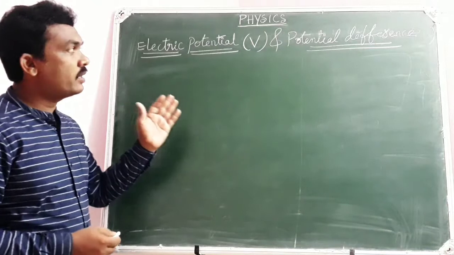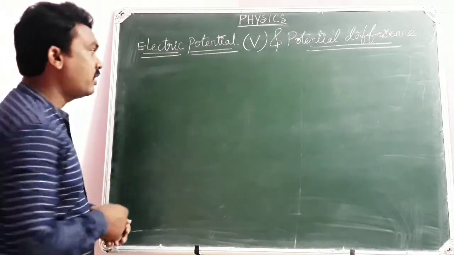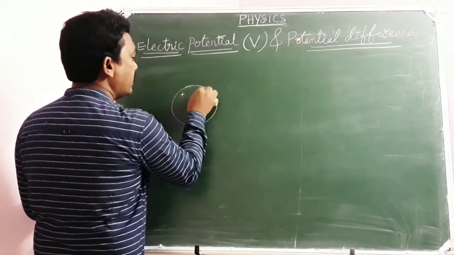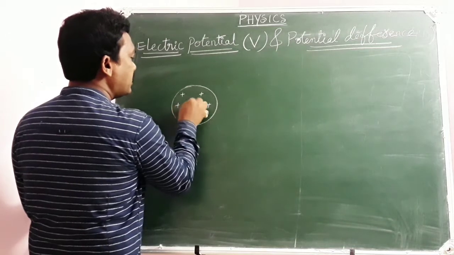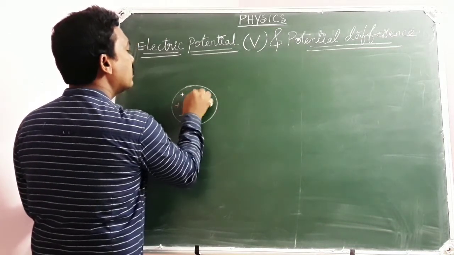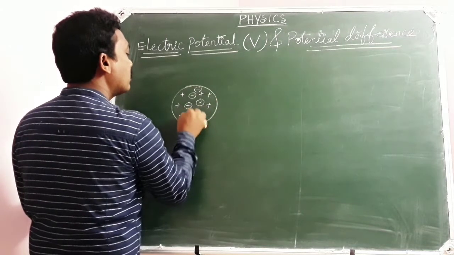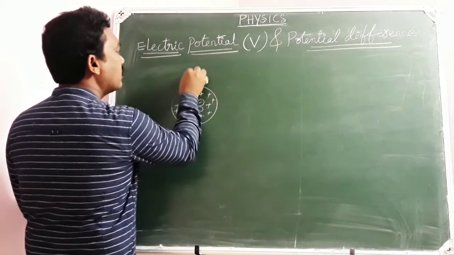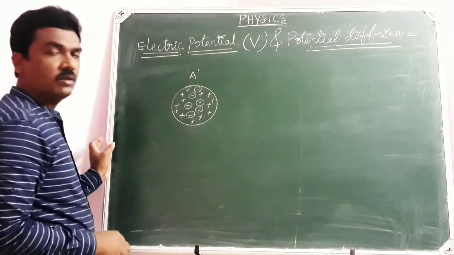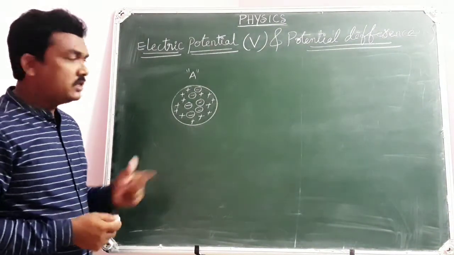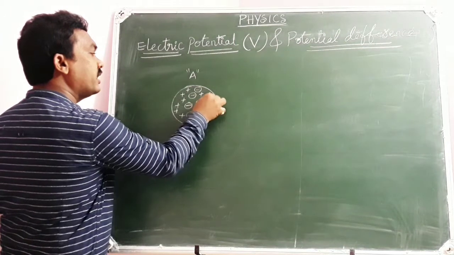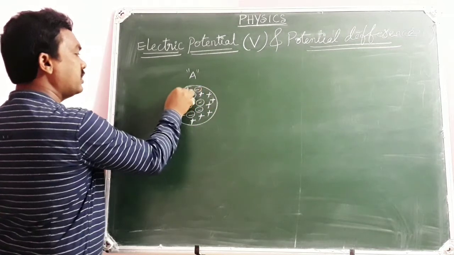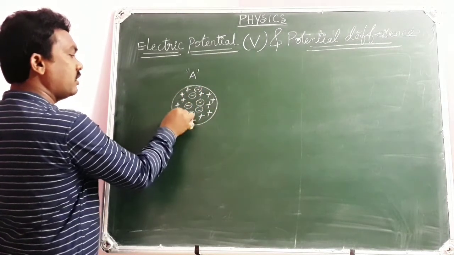Yes, so you have learned about electric potential and potential difference. Now, a little more explanation regarding potential difference. Once you look at the situation here, there is a small region, and the region is named A. So if you look at this, is it a positively charged region or negatively charged region? Try to guess.